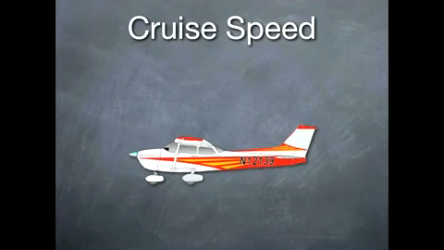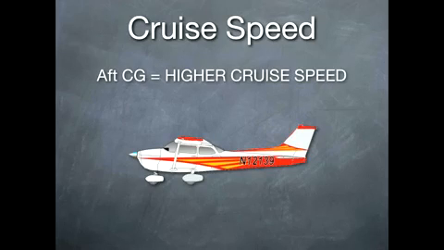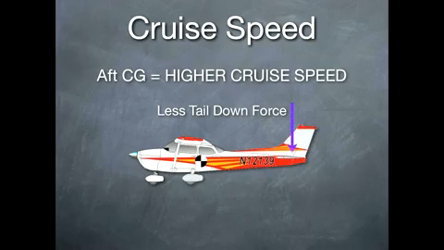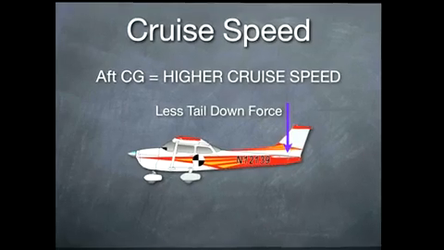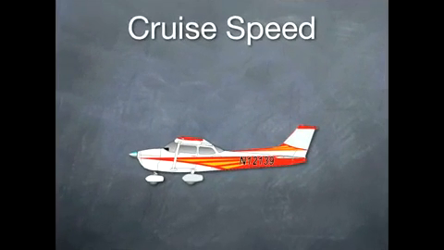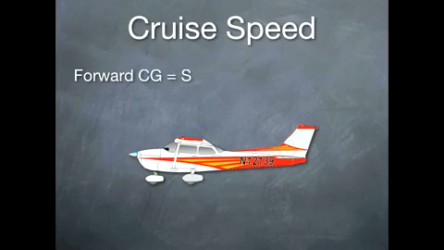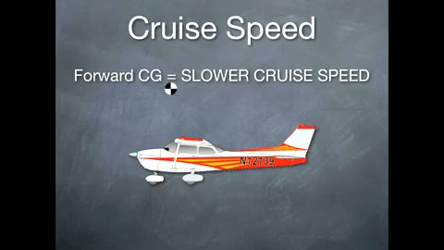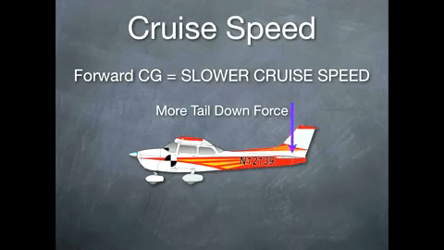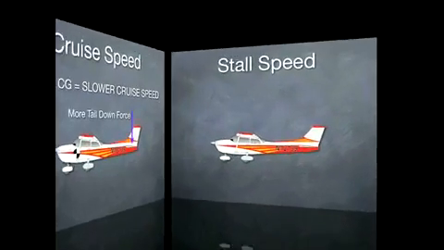So how does our CG affect our cruise speed? Well, an aft CG actually results in a higher cruise speed because there is less tail downforce, allowing there to be less drag and our airplane to be more effective. So, as you begin to notice the pattern, what happens to an aft must be the opposite to the forward. So a forward CG is actually a slower cruise speed. This is because there's more tail downforce to combat, which allows higher amounts of drag and less airplane efficiency.